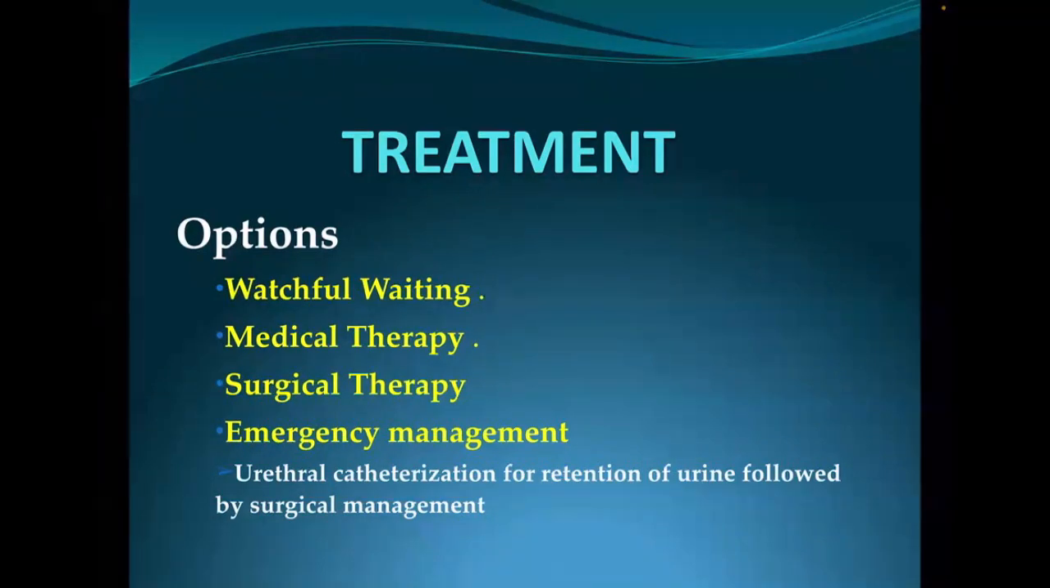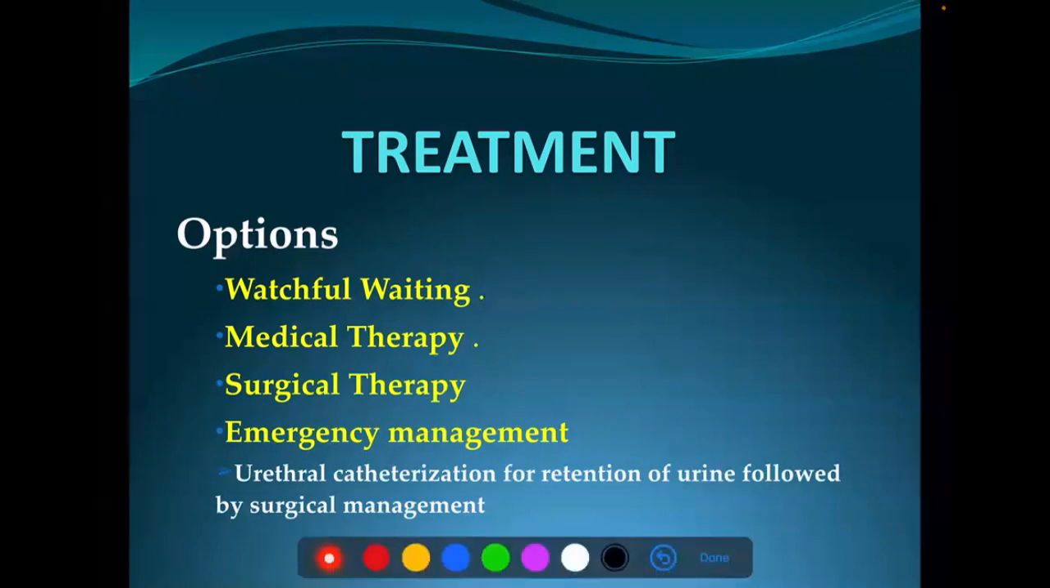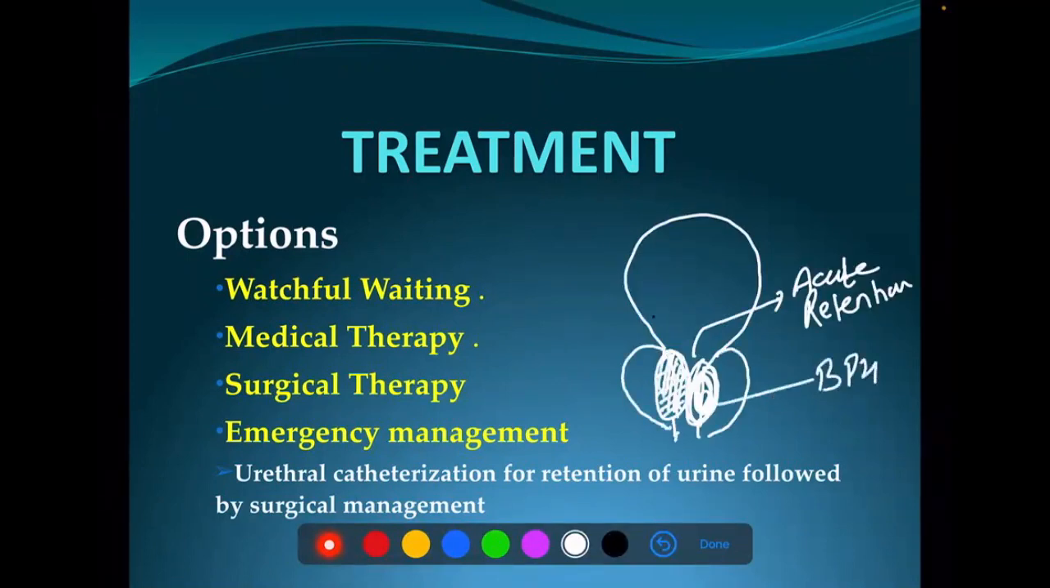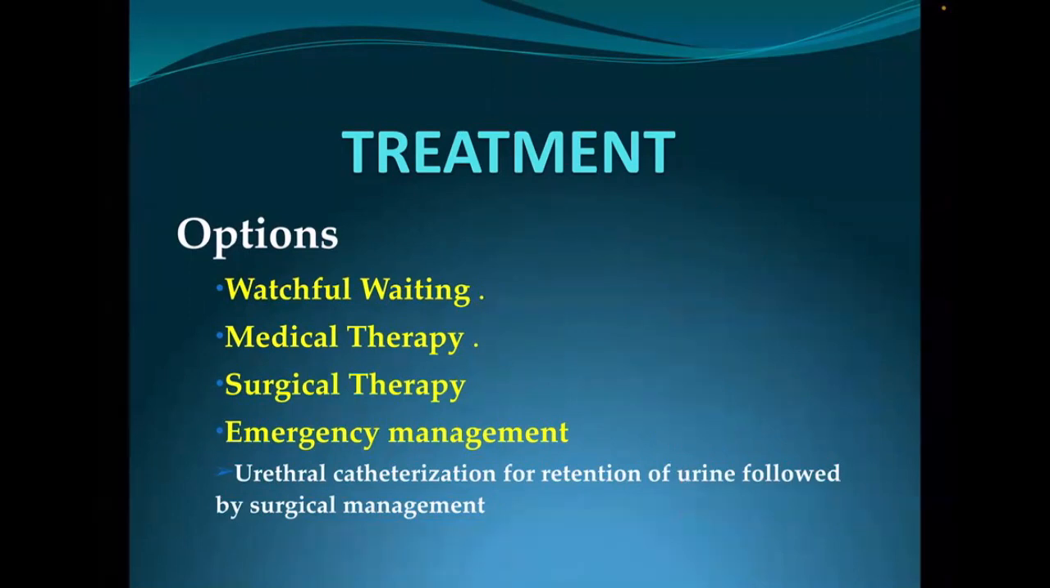Medical therapy means we'll use a medical therapy, that is drugs, to control the symptoms. And surgical therapy means we do surgery to treat BPH. Emergency management means patient of BPH may present to you with acute retention of urine. Then the first treatment that you have to do is put catheter, okay, and allow the urine to pass. Then after that, we do some other needful investigation and management accordingly. So let us discuss one by one.